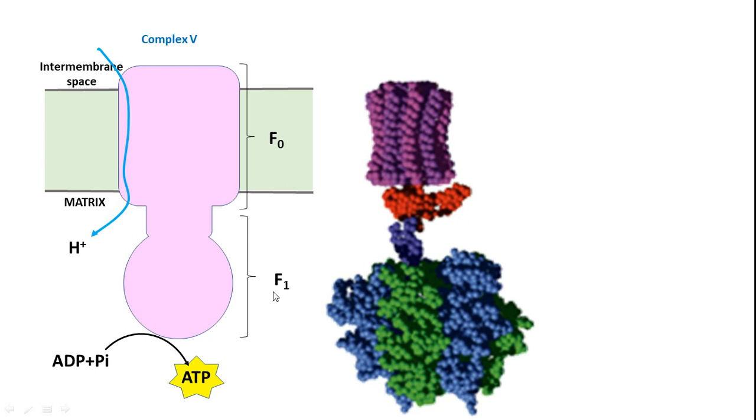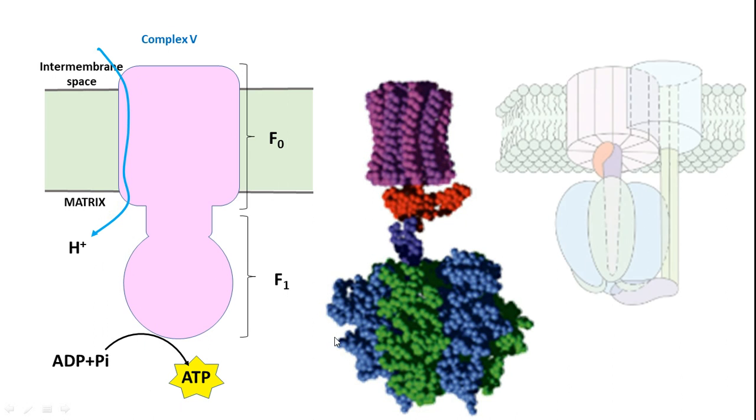This is the original 3D model of the protein. Here we have the transmembrane region, we call it F0. The channels that we have here, we call them C protein channels, which allow the protons to move across the membrane. And here we have different subunits, and here is the ATP synthase part.